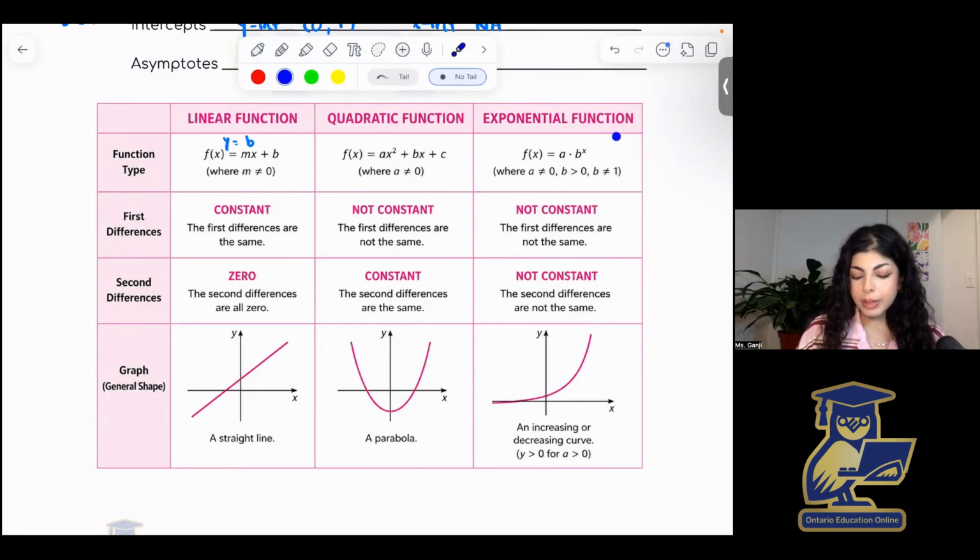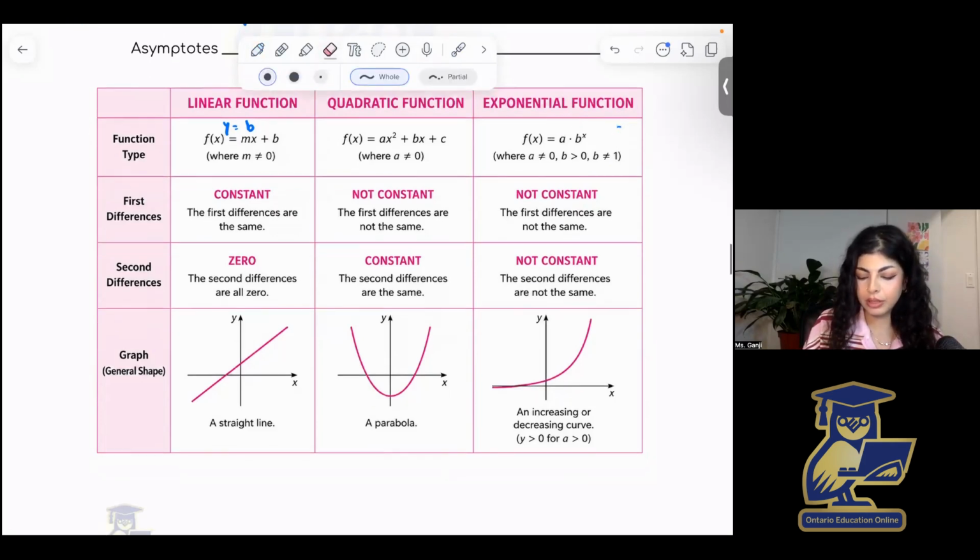And finally, for exponential functions, we have a times b to the power of x. So this is now a new addition we're seeing. We can have a coefficient times the base to the power of x. And again, a cannot be equal to 0 because if it is, then you just have y is equal to 0, which is our linear line. So it is not an exponential function. And we are looking at positive bases. And again, b is not equal to 1 because then you would just have y is equal to a, which again is a linear line or a linear function.